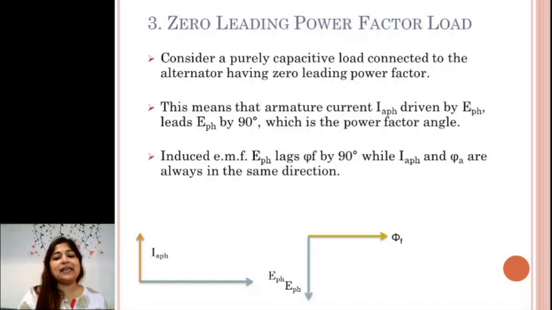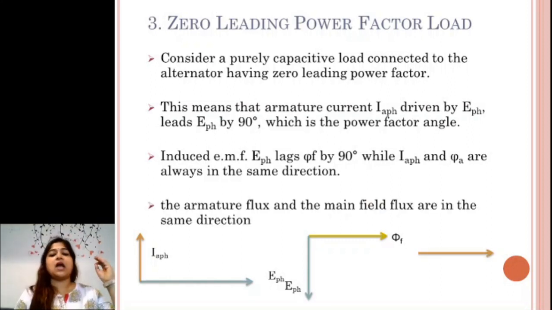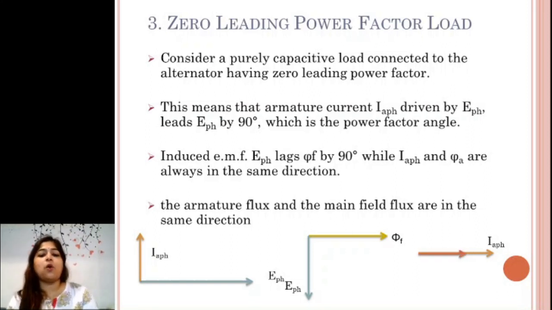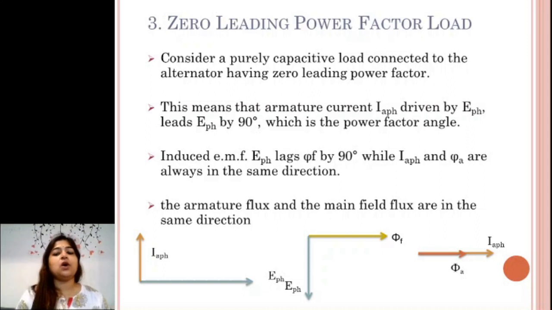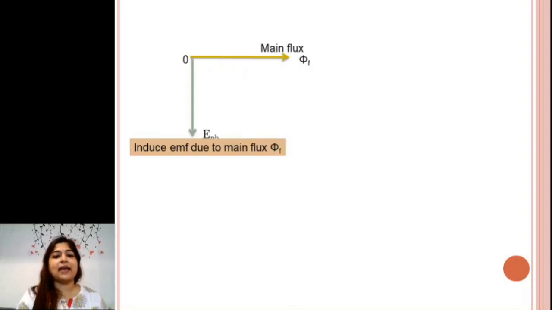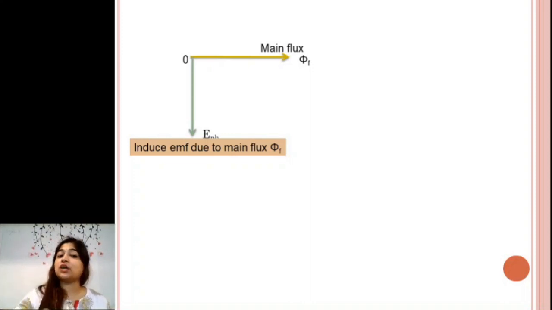EPH will again lag main field by 90 degree. Armature flux and armature current will be in phase. So again, keeping all these three relationship in mind, we will see our phasor diagram, the combined phasor diagram, where I'll first draw the main flux as reference, where I should draw EMF induced. Yes, 90 degree lagging with respect to it. Now, because this is the capacitive load, where I should draw armature current should be leading EPH by 90 degree.